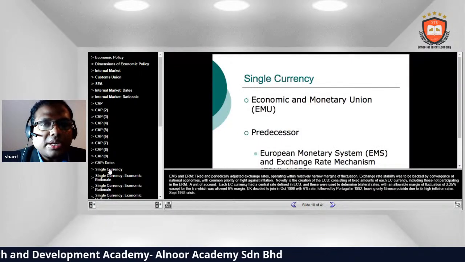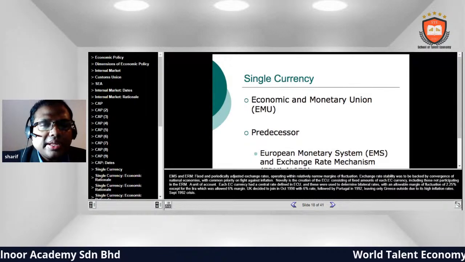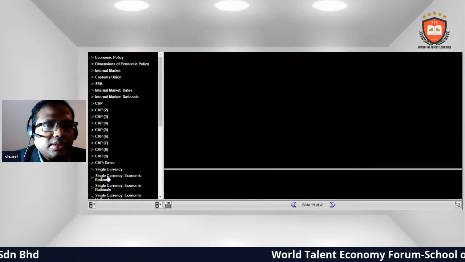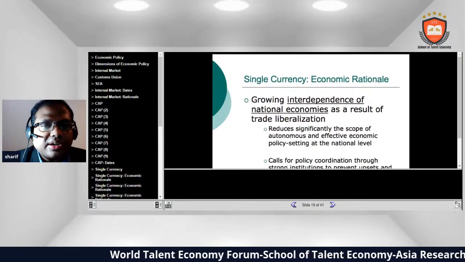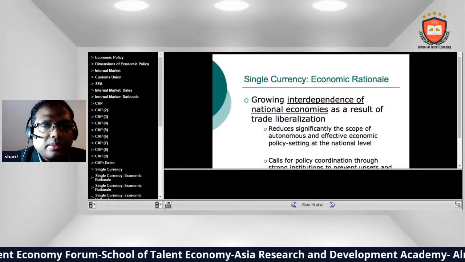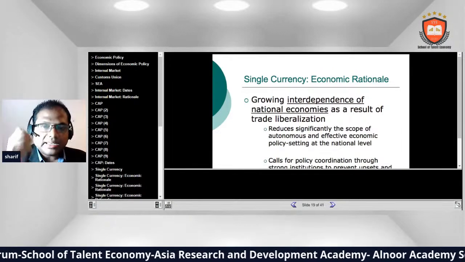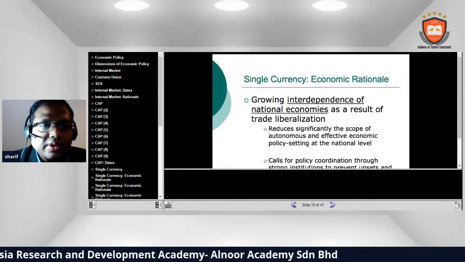Single currency: economic and monetary union, predecessor European Monetary System and the Exchange Rate Mechanism. Growing interdependence of national economies as a result of trade liberalization significantly reduces the scope of autonomous and effective economic policy setting at the national level, calling for policy coordination through strong institutions to prevent abuse.